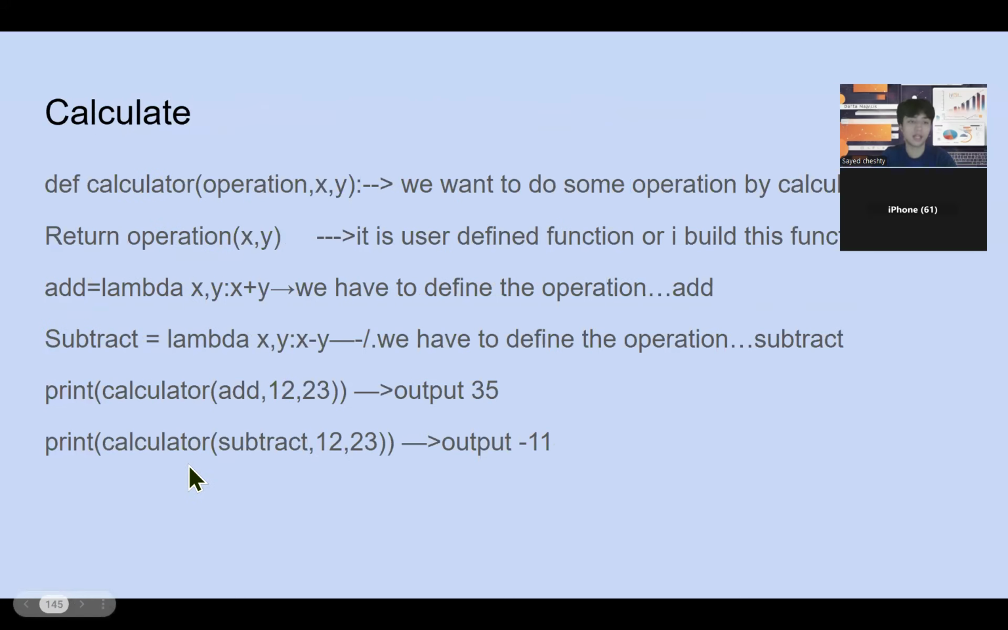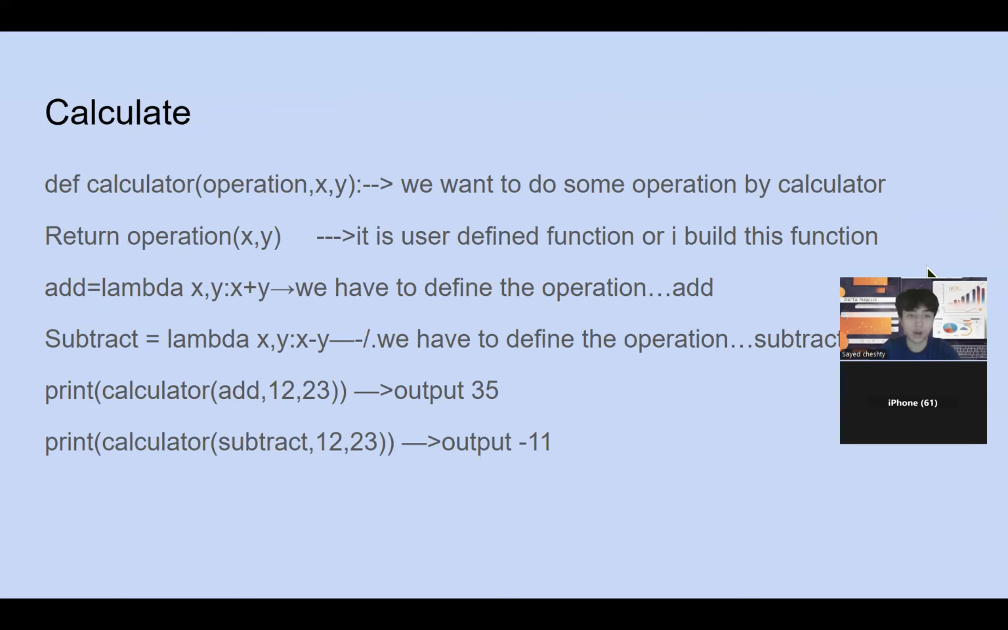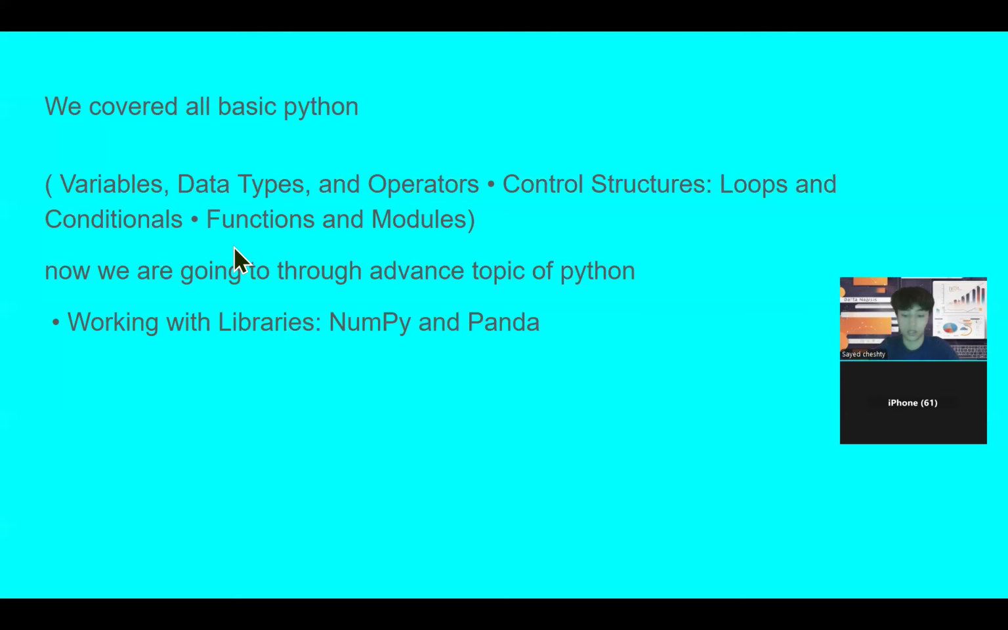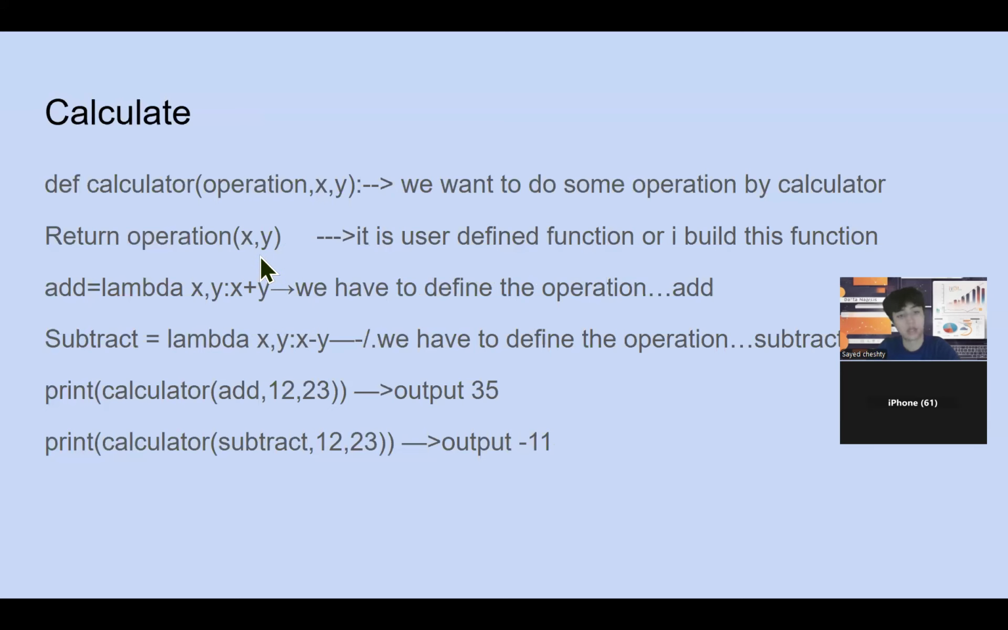So how we can calculate it is, this is the last one. We can do def calculator operations x, y. We want to do some operations by calculator. So when we do return operation, we're using the return: return x, comma, y. Now this is called a user defined function, a function that I built myself. It wasn't already built with Python.